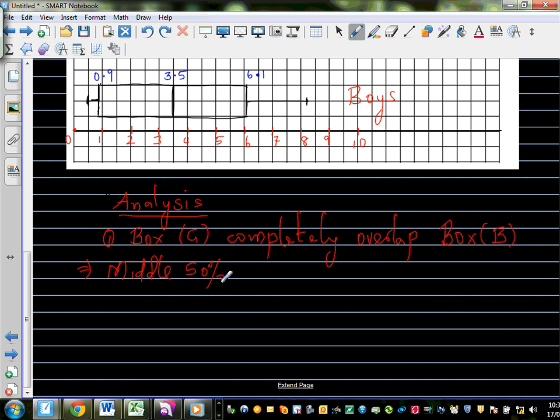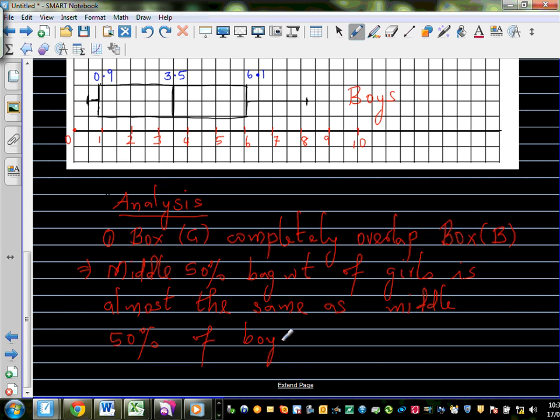the middle 50% bag weight of girls is almost the same as the middle 50% of boys. Okay, so this is a very crucial decision.